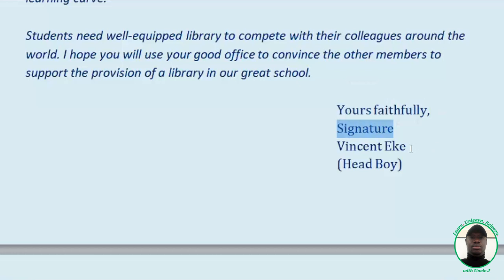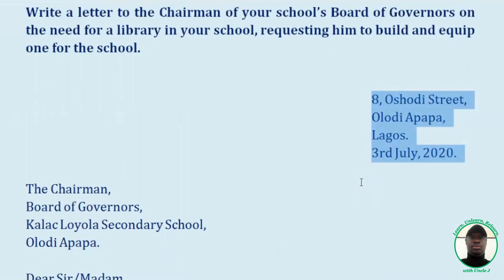After your signature, write your full name, two names, no nicknames, no sobriquets, just your full name. Then if you have a title, like a position you're holding in the school or in any association, you can attach it just below your name. For example, Vincent AK is the name of the writer. The title he is holding is the head boy. So you can include your title after your name. It is permitted, okay?